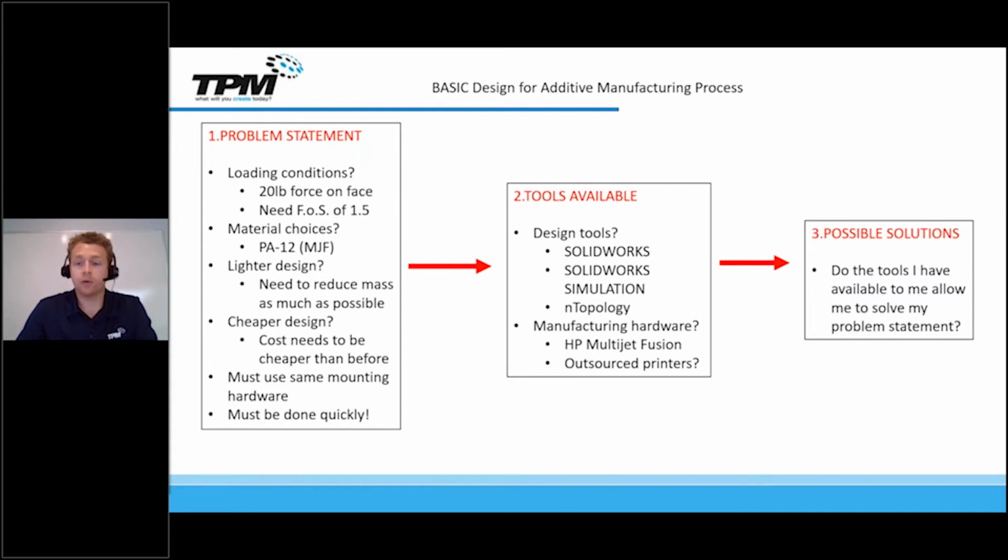The tools that I personally have to do this project are SOLIDWORKS, SOLIDWORKS Simulation, and a new software called nTopology. What manufacturing hardware do I have? Well, our primary printer that's driven by our material choice is going to be the HP multi-jet fusion printers. Now, if I needed to print on the multi-jet fusion printer, but it was busy, I could outsource this job to some other service bureau and they would make me pay a premium, but it's still an option.